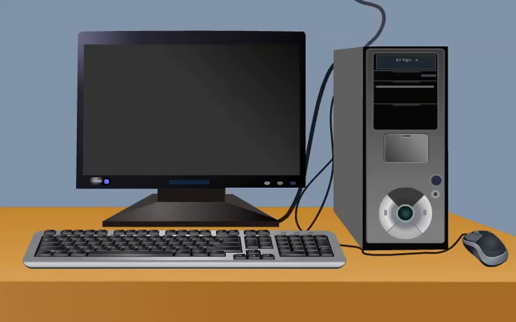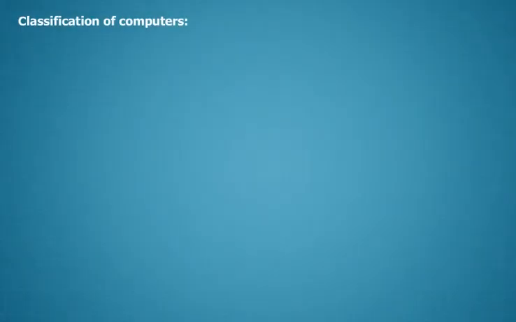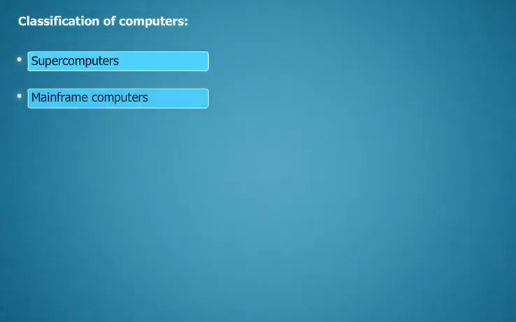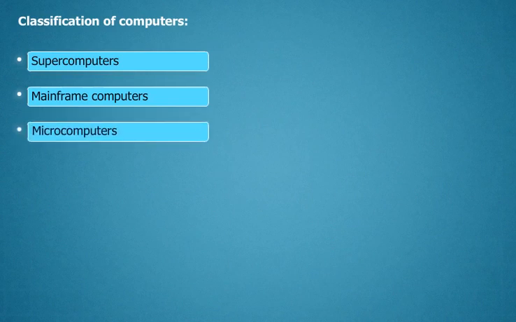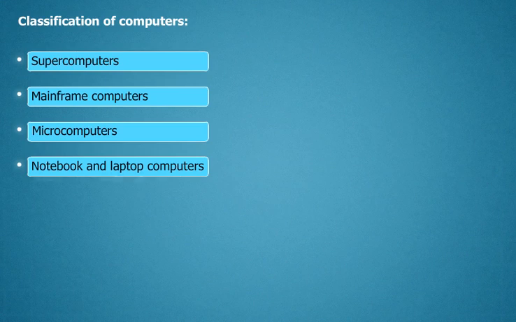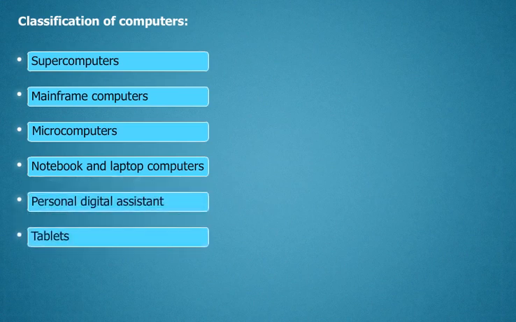On the basis of their size and performance, computers can be majorly classified as supercomputers, mainframe computers, microcomputers, notebook and laptop computers, personal digital assistants, and tablets. Click each type to know more about it.